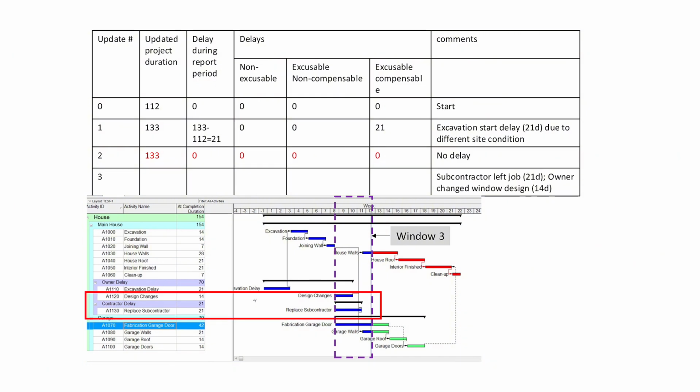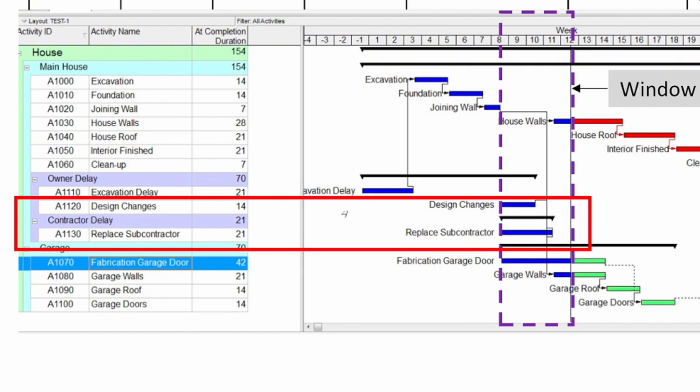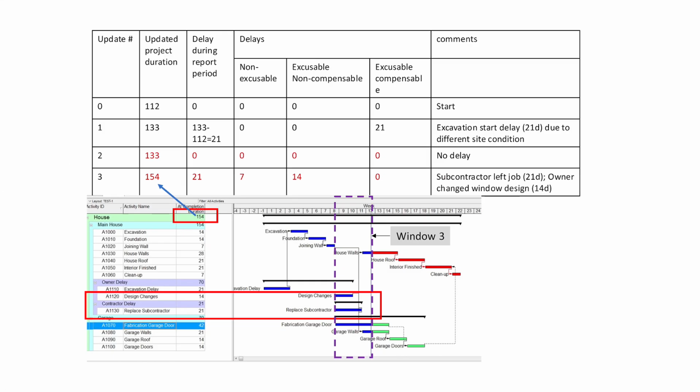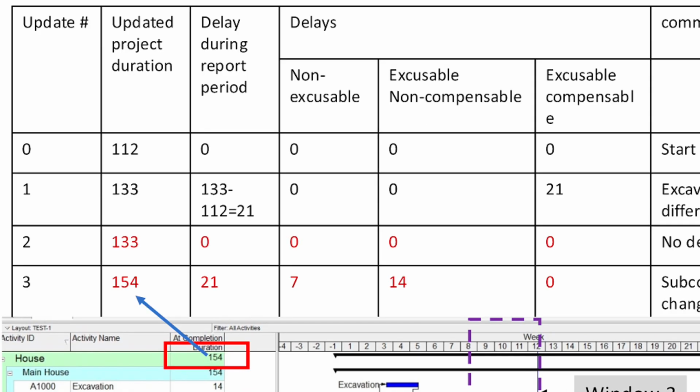There were concurrent delays. First, the subcontractor walked off the job, which forced the contractor to find a replacement. This caused a 21-day delay to the main house construction. At the same time, the owner made a design change, which added another 14-day delay to the same activity. As a result, the project is now expected to finish in 154 days. Comparing that to the previous completion of 133 days, we get an additional 21-day delay for this period.